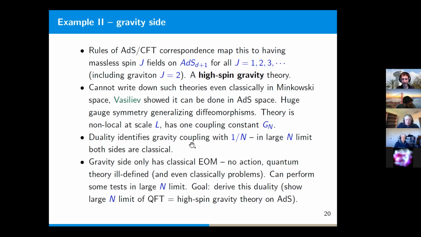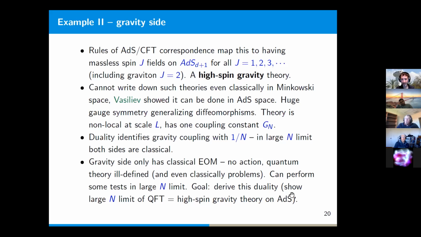All that we really know about these high-spin gravity theories are their classical equations of motion. We don't even have an action that we could try to use to construct what we would call a quantum generalization of the high-spin gravity theory. And even classically, there are various problems if you try to do some computations, but still there are classical equations. So you can try to test this correspondence by comparing things in the field theory in the large n limit and trying to match them to the solutions to these classical equations of motion. And so far, all the tests that have been done have been successful. So this does seem like a consistent duality.